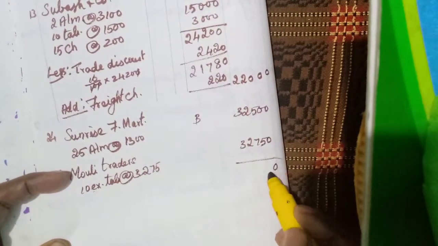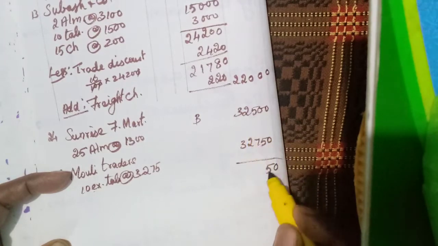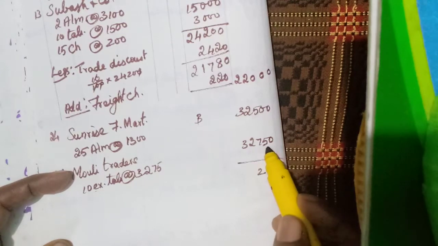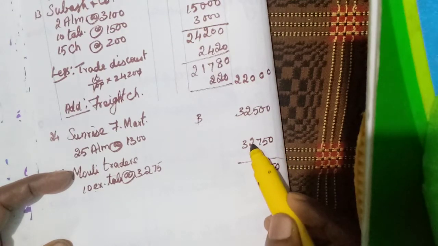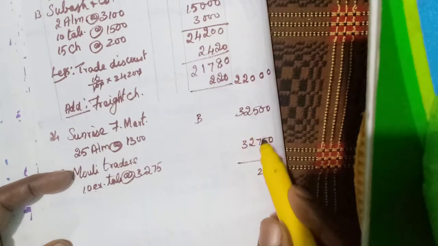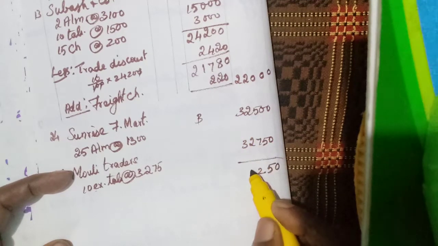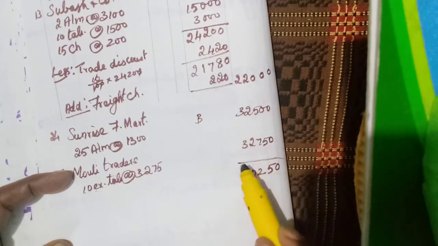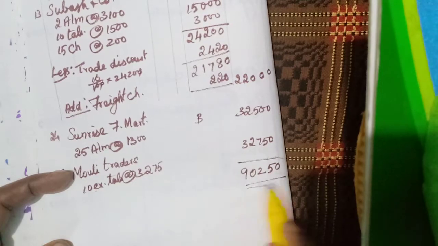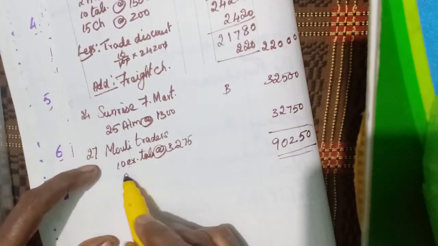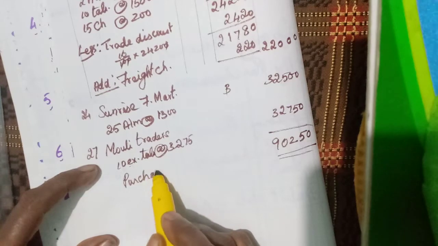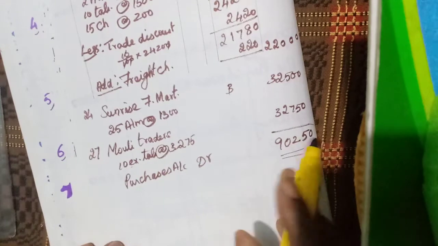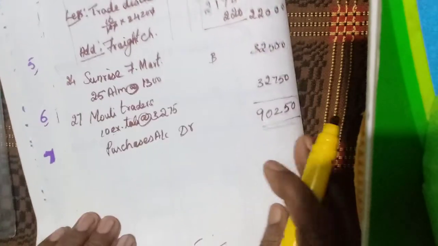Okay, 0, 5, 12. Balance 1, 3, 5, 7. Plus 3, 10. Balance 1, 3, 6. Plus 3, 9. How we will write? Purchases account debtor. Okay, this amount. Now, purchase returns book.